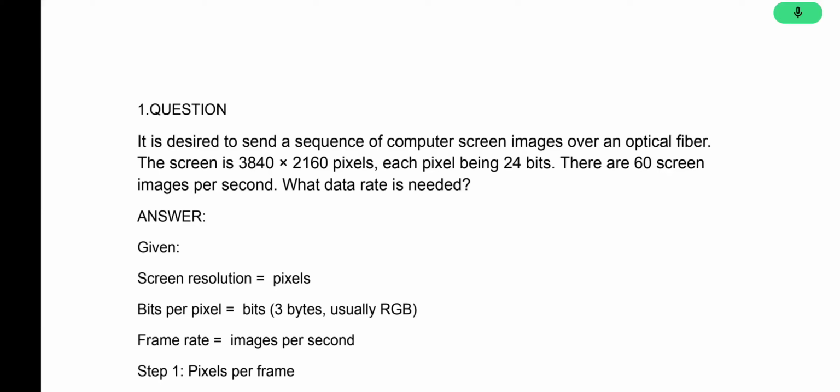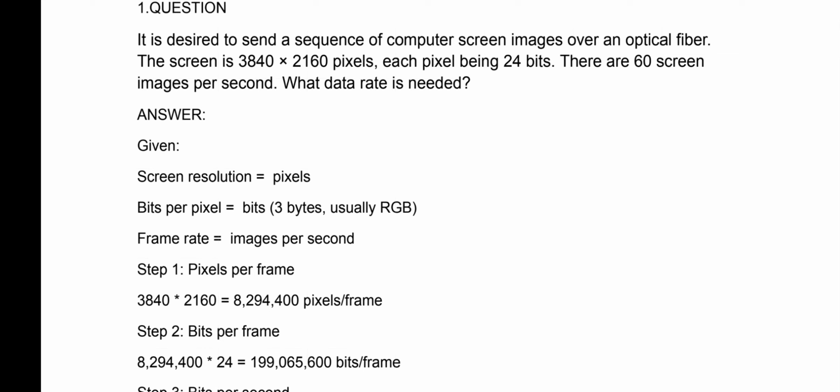Question 1. It is desired to send a sequence of computer screen images over an optical fiber. The screen is 3840 x 2160 pixels, each pixel being 24 bits. There are 60 screen images per second. What data rate is needed?